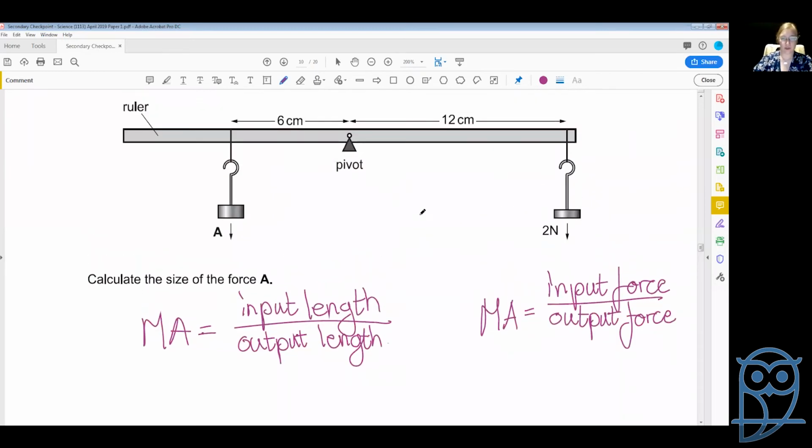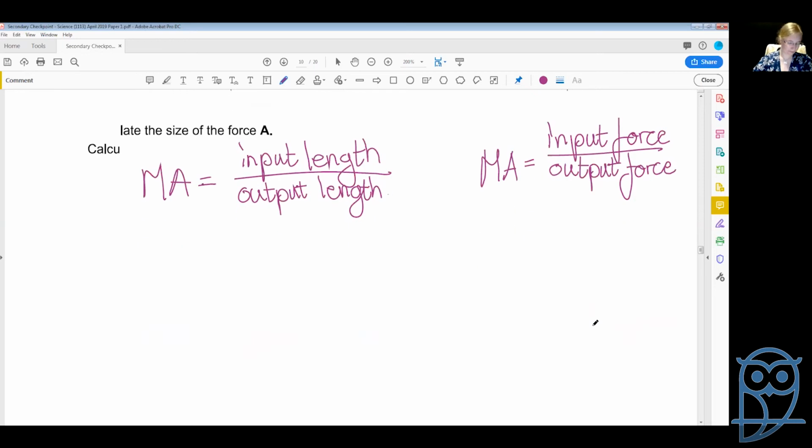So let's see, which do we have? We've got this length and we have this length. So we've got the input length and the output length. We've got this force, but we don't have this one. So we don't have one of these. We can work out our mechanical advantage using these lengths. And then after that, we can work out our remaining force from there. So let's work it out.